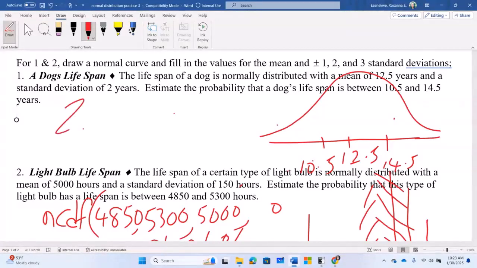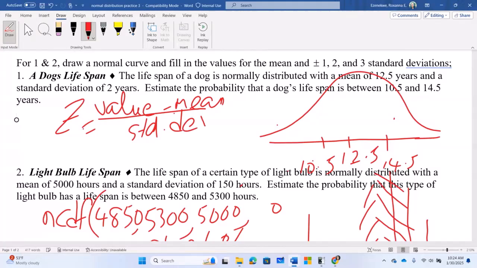Remember that z-score is equal to value minus mean over standard deviation. We are trying to apply the z-score like we studied the other day. So I'm trying to standardize. So I'm going to standardize one standard deviation below the mean, standardize the mean, and standardize one standard deviation above the mean. So let me do just that.